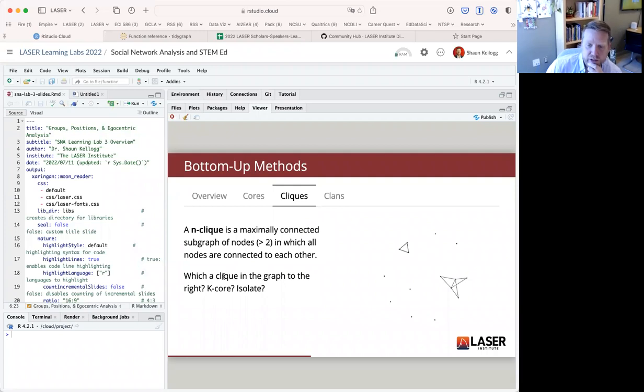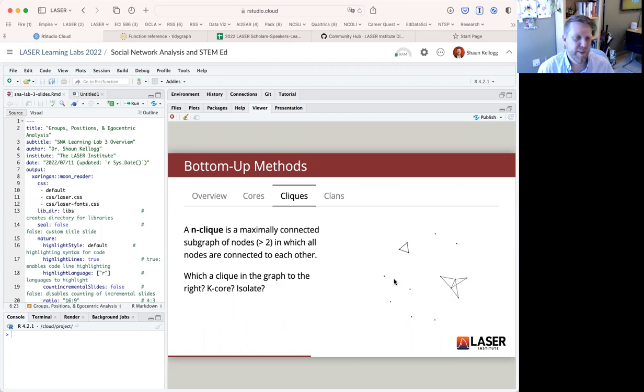So which clique, I missed another typo. Which clique in the graph to the right? Oh gosh, I'm so sorry. I need to fix this slide. So this would be a one clique, I think. They're only connected to one other person.